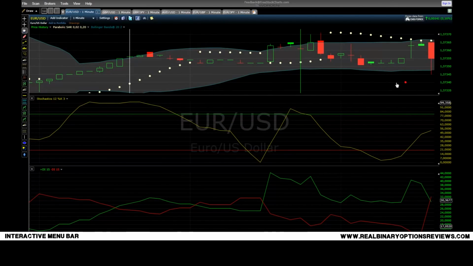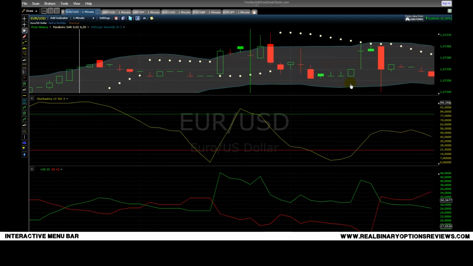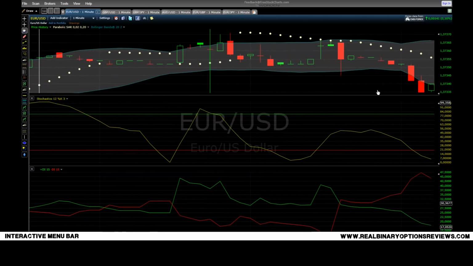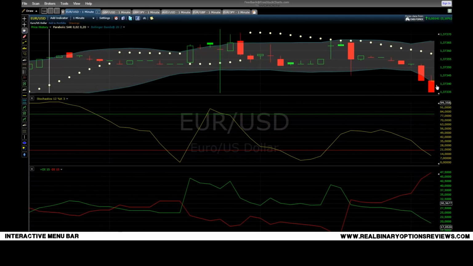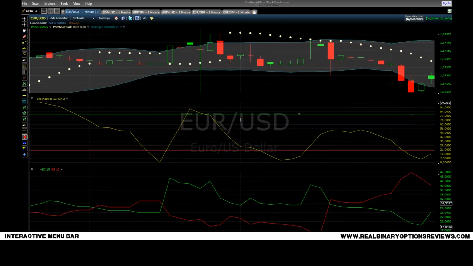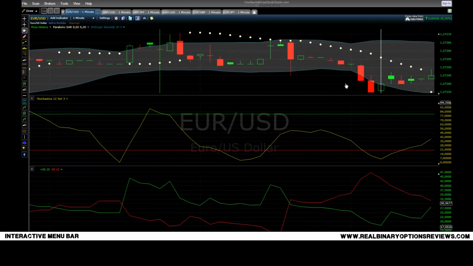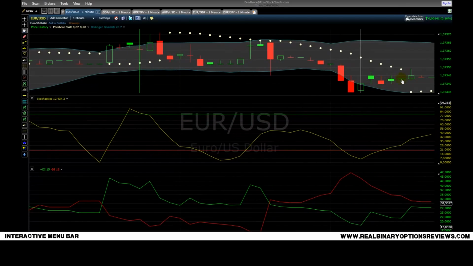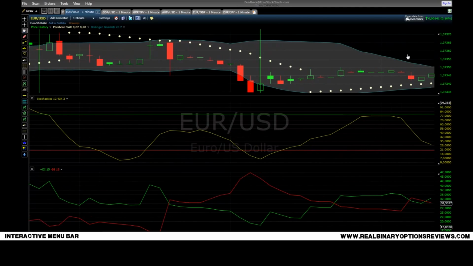And again, I'm just waiting for stochastic and the cross of the red candle. So here we can see once this red candle crossed the lower Bollinger Band and the stochastic was low, here I enter trade up with 5-minute expiry. Let's see what happens. So it's 1, 2, 3, 4, 5. It's a winning trade. So let's go on.